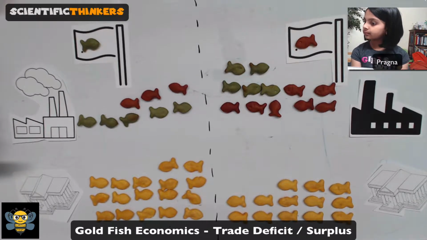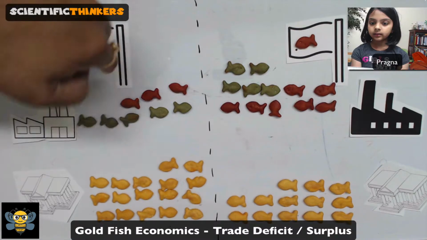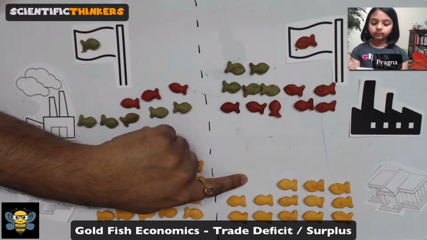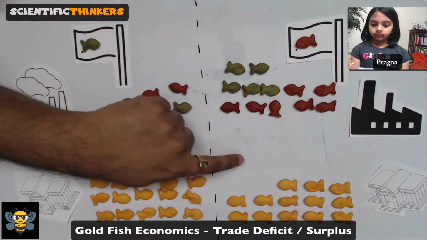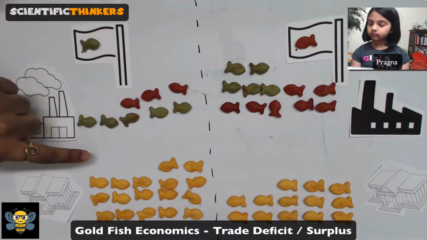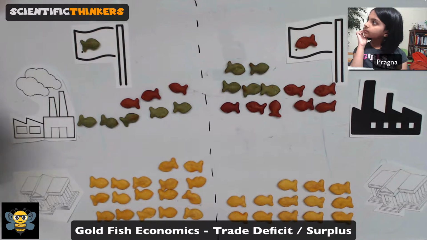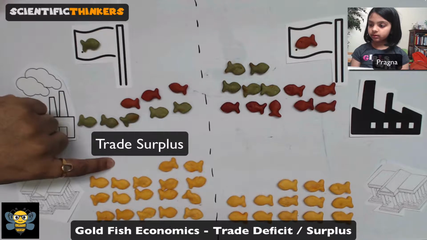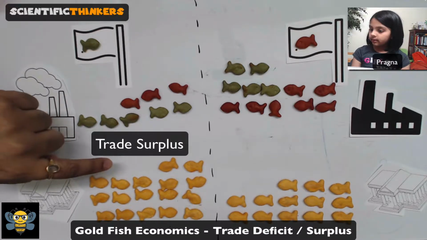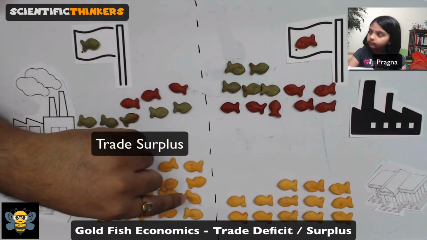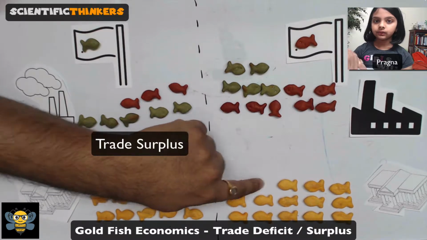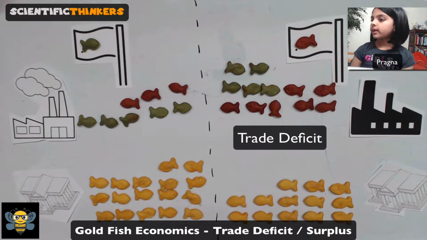So this is called trade, right? We sold some fish, we bought some fish, and any country that is selling more and buying less has a trade surplus, because now they're making more money than where they started. On the other side, this country is losing money. So it's called trade deficit.